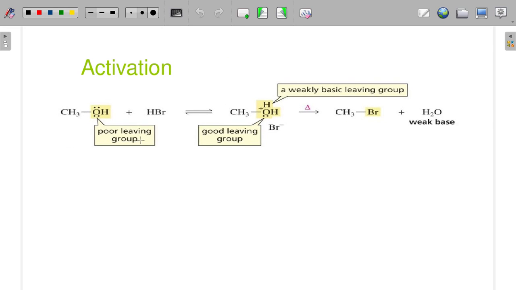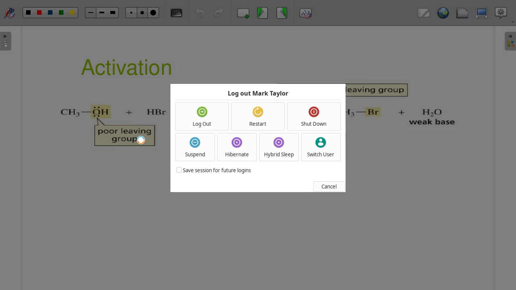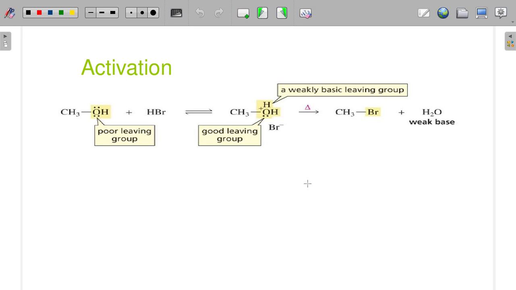One of the easiest things we can do to get an OH to leave more easily is turn it into a better leaving group. And an easy way to turn it into a better leaving group is to just protonate it, which is what we're doing here with HBr. So the HBr does come in here and it protonates our alcohol, making essentially a water. It is a cation, but the charge is right on the oxygen. And then simply by heating it up, we can let the bromine come in there and replace it.